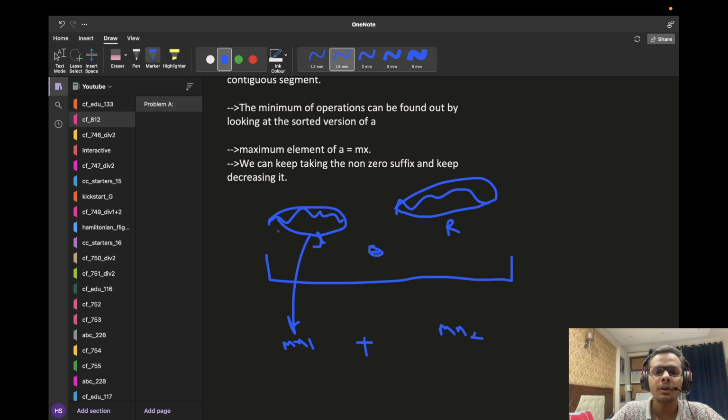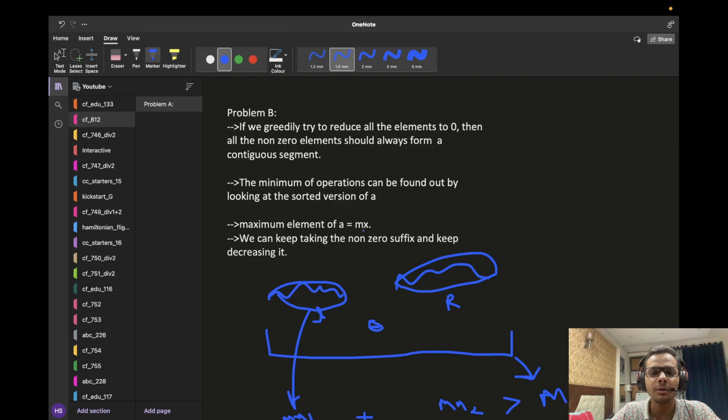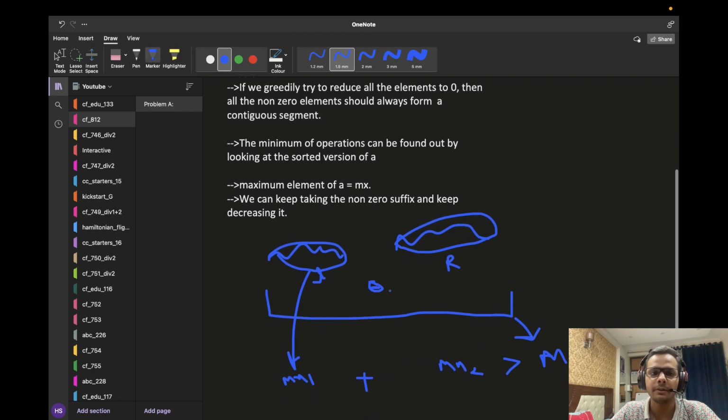Whereas we know that for an array the minimum number of operations is the maximum element of that array, so the minimum number of operations should ideally be the maximum of these two, right? So it should be mx, which is the maximum of mx1 and mx2. And obviously mx is strictly smaller than mx1 plus mx2, because mx is just one of these two, mx1 or mx2. So this proves that if we are greedily trying to reduce all the elements to 0, then all the non-zero elements should always form a contiguous segment.